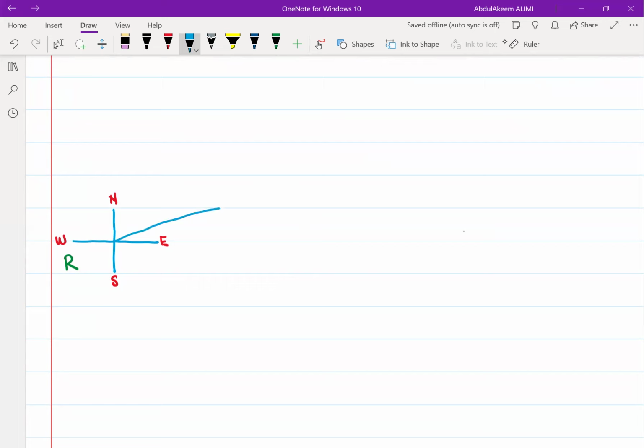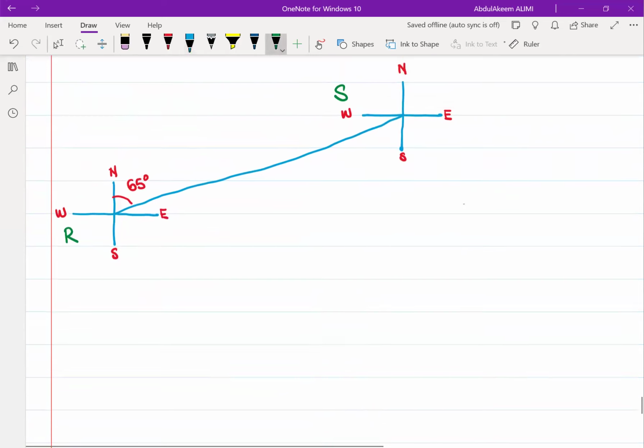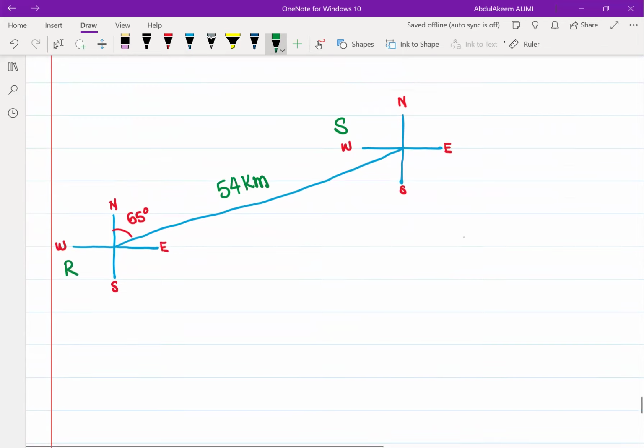So we are told that from Port R to Port S is 065 degrees. So I can have this like this, and it stops here. This is Port S. Since this is Port S, I have this to become north, south, west, and east. From here to here is 65 degrees. So let's now proceed from Port S. This one is at a distance of 54 kilometers.